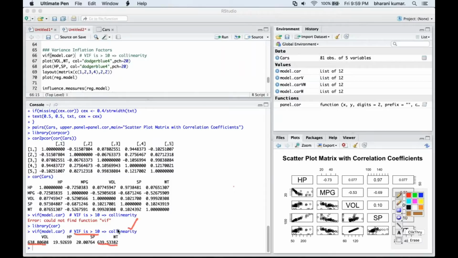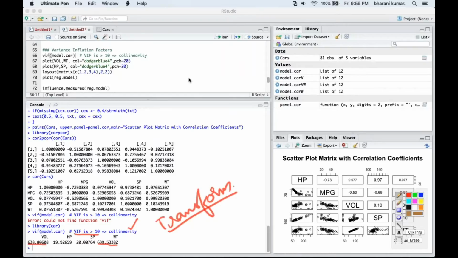Now what to do? Delete either weight or volume, or try to transform the data. When I say transform the data, maybe you have to take log of weight, log of volume, and then try to regress and see whether you're getting the desired output or not. If log is not working, take exponential transformation, do reciprocal transformation, do a square root transformation, do a cube root transformation, or do a Box-Cox transformation, do a Johnson transformation.